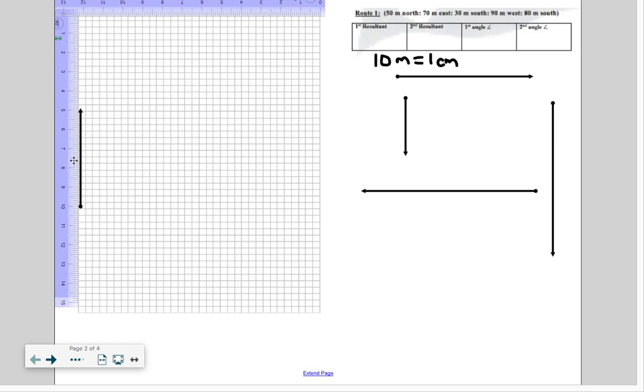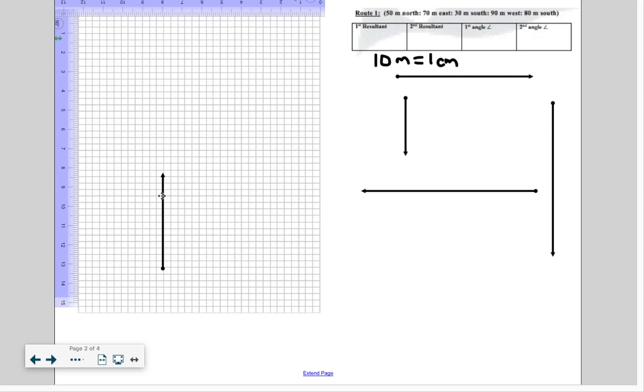So if I'm looking at 50 meters north, I believe that's this one. This should be roughly to scale. Naturally, this one's a little bit off. Let me bring it down a little bit. Okay, it's not bad. That's my 50 meters north, because you can see it is 5 centimeters long. All I had to do is move my decimal back one place.